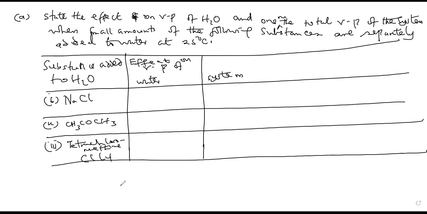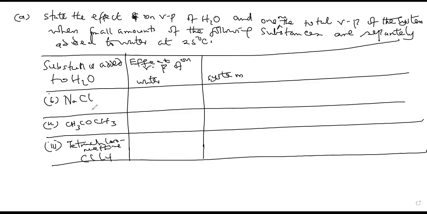Now, I want you to know that sodium chloride is a non-volatile solute. In other words, when you're told to explain, you can write as I'm saying. Sodium chloride is a non-volatile solute. So when added to water, its particles occupy the water surface and hinder the escaping tendency of water molecules into the vapor phase exerted by water. So the vapor pressure exerted by water is reduced, and consequently, the vapor pressure of the solution is also reduced.